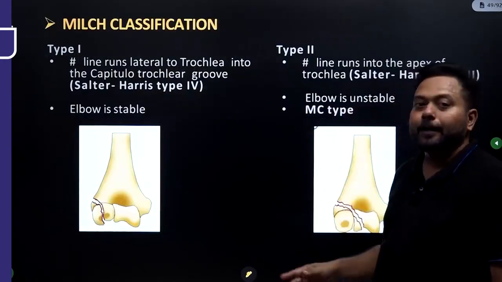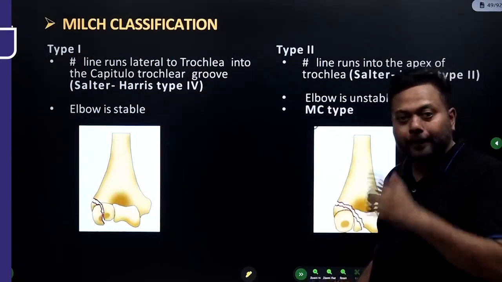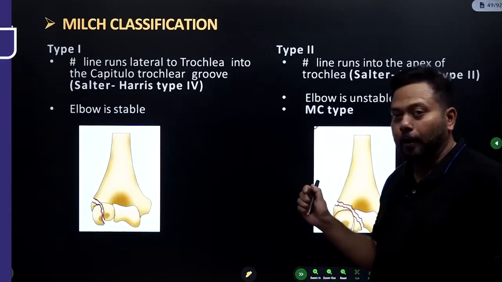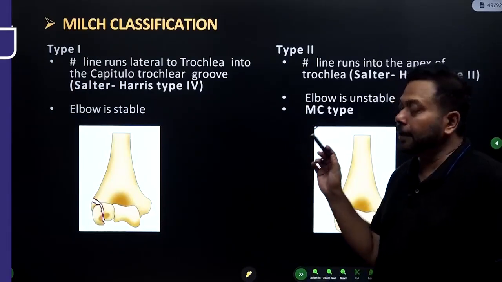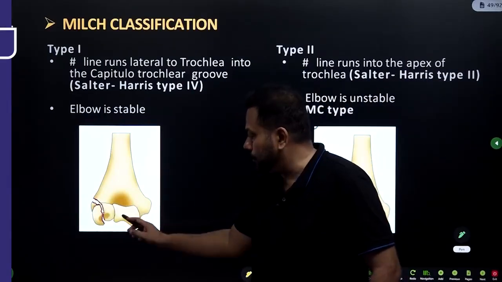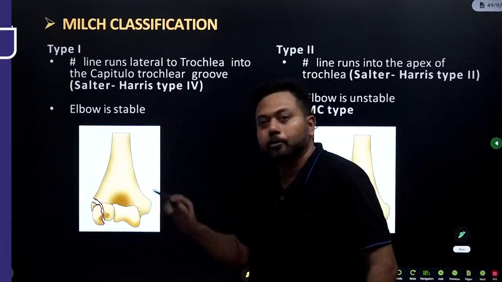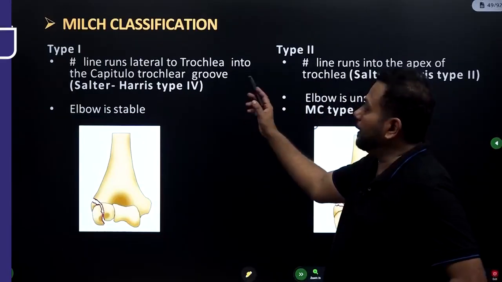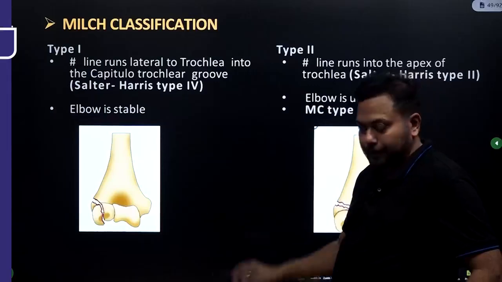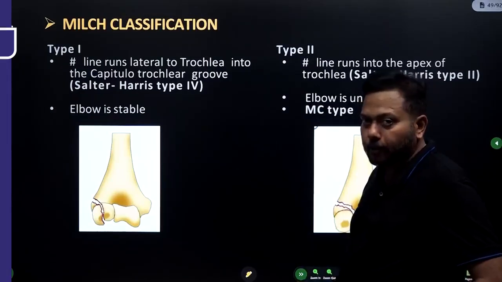Now, the classification of lateral condyle fracture is called Milch classification. Only two types, type 1, type 2. Type 1, fracture line runs lateral to the trochlea. You all know this is trochlea. So lateral to the trochlea, into the capitulotrochlear groove. Elbow is stable. This is type 1.